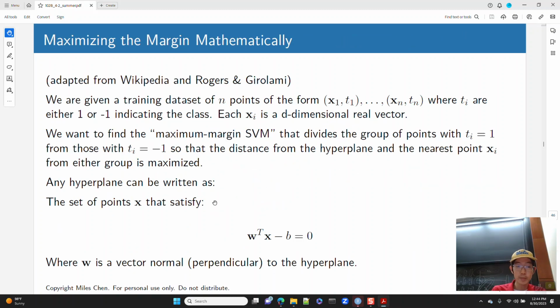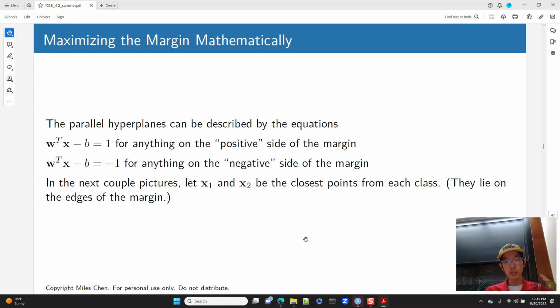And so when we think about what the boundary is, the boundary is the set of points x so that we have a vector w that's perpendicular to that hyperplane, so that w times x minus b is equal to 0. So let me try to explain.